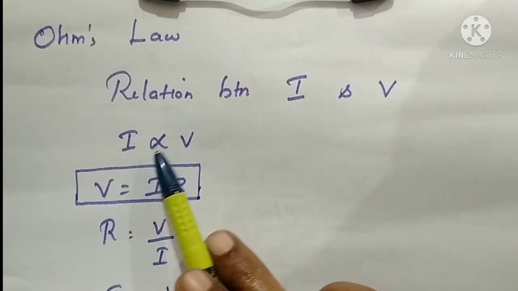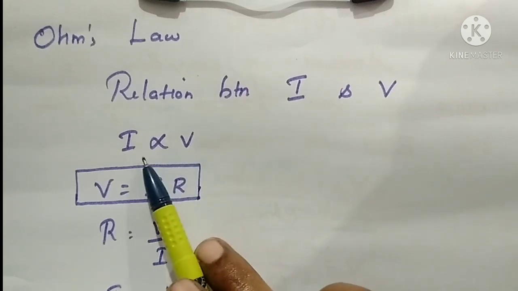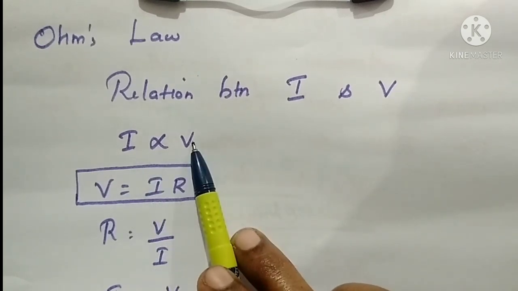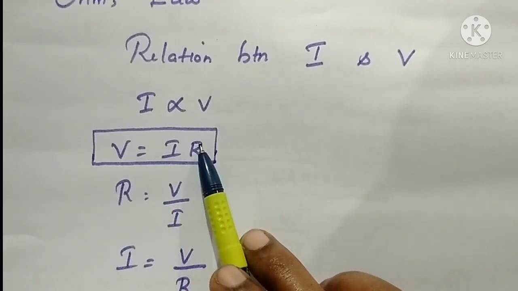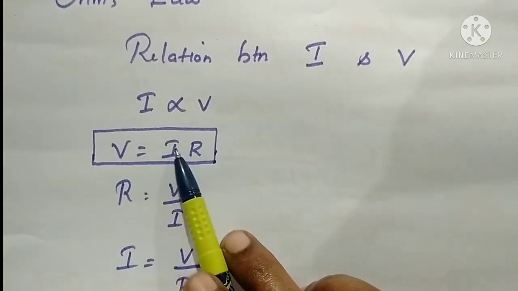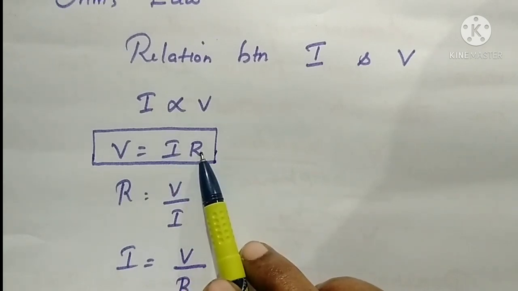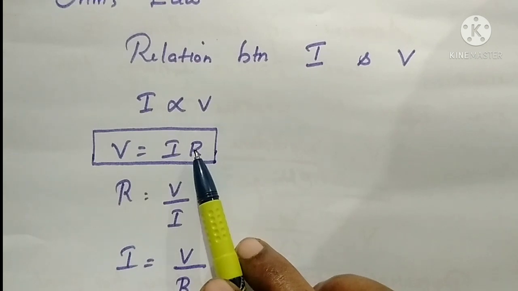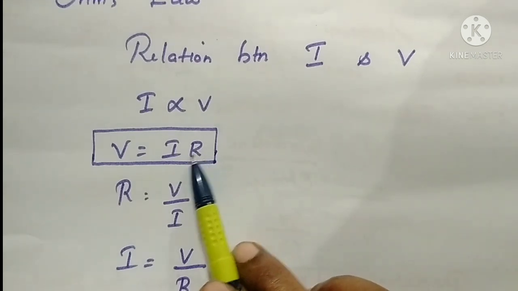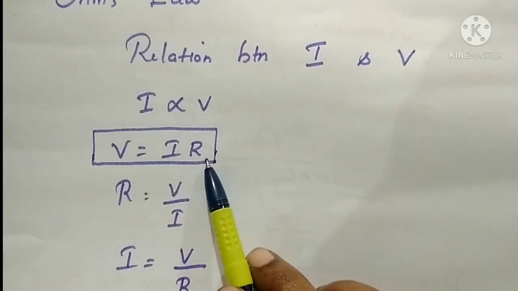That's why we write I proportional to V. Current is directly proportional to the potential difference. And V is equal to I into R. Potential difference is equal to current into resistance. Here this R is called the proportionality constant, and it represents resistance. Voltage is equal to current into resistance.